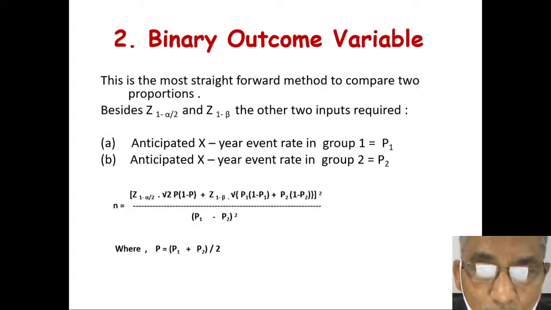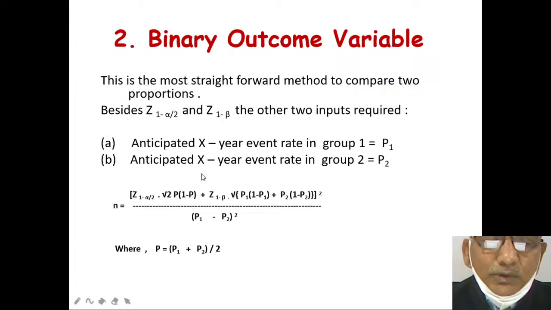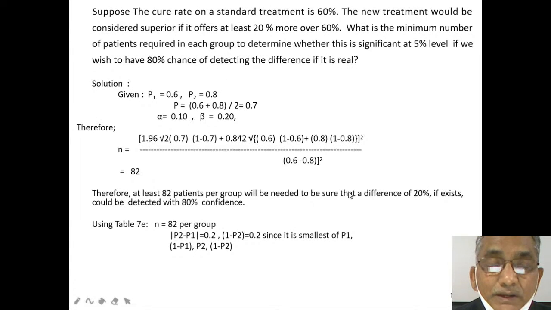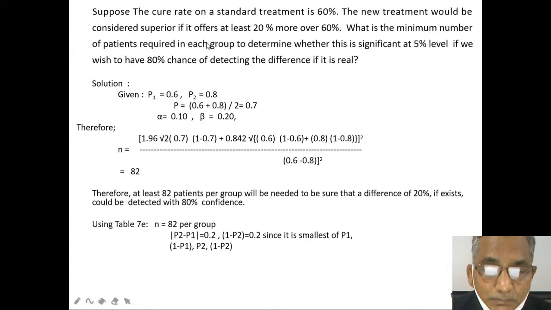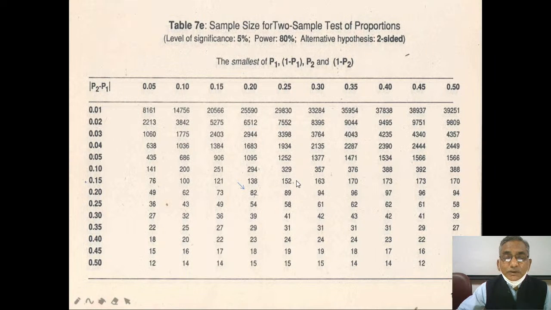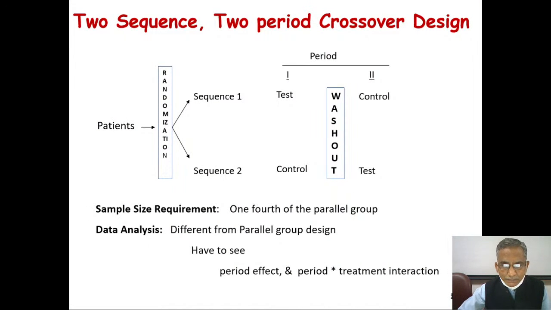Another is, suppose your outcome is categorical, cure or no cure, then there is a formula you calculate, and there is the example and you get 82. Suppose you find this very complicated, there are options available, you get the same number 82, right? So there are options available, you can use the table, you can calculate using the simple formula, and you get the sample size. So this is basically the sample size.